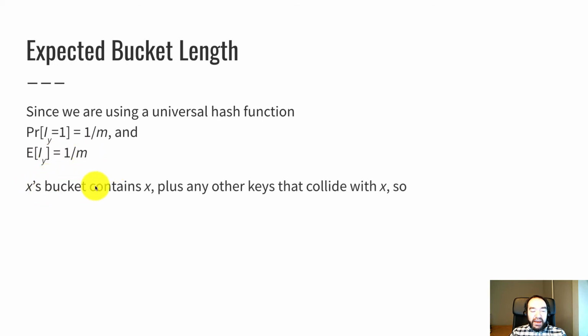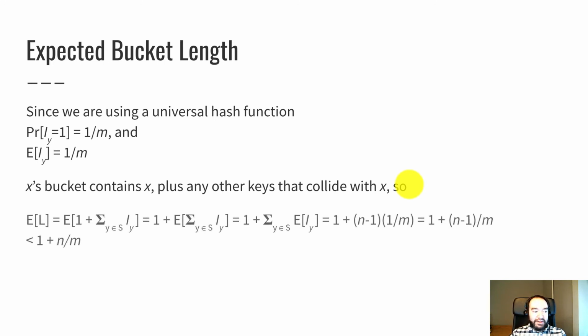X's bucket contains x plus any other keys that collide with x, right? So the linked list that x is in has x for sure, and then if there's any other keys that collide with x, those are in that list as well. So the expected value of L, the length of that list, would be 1 for x itself, plus if we sum over every y in S, so if we add up for every other key that's not x, this indicator value, IY. And now we're going to manipulate this expected value expression.